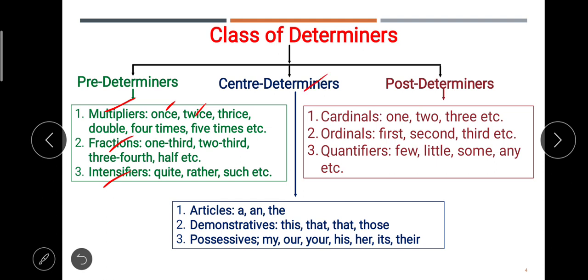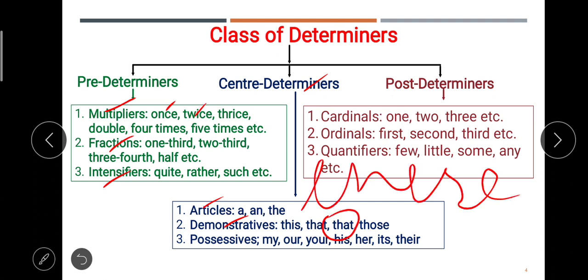Then comes center determiners. Here again three subcategories are there: articles, then demonstratives: this, that, these, those. By the way, over here it should be "these"; by mistake it is written "that". Let me write it down in a clear way. So this, that, these, and those. And the third one is possessives, possessive cases like my, our, your, and all these possessive cases of pronouns. All these words fall into the category of center determiners.